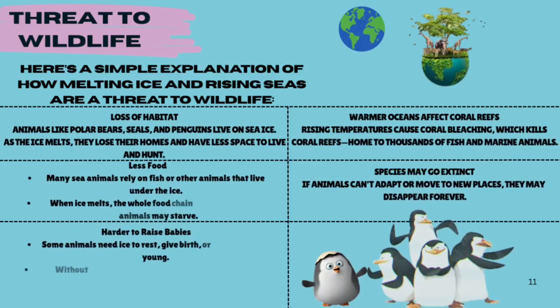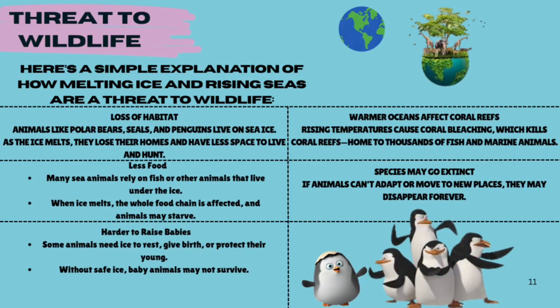And now, on this slide, I'm going to talk about what kind of threat melting ice and rising seawater pose to wildlife. I'm going to give a simple explanation. The first threat to wildlife is loss of habitat. For example, animals like polar bears, penguins, and seals live in the Antarctic area, and if the ice rapidly melts, the environment of these animals will be gone.